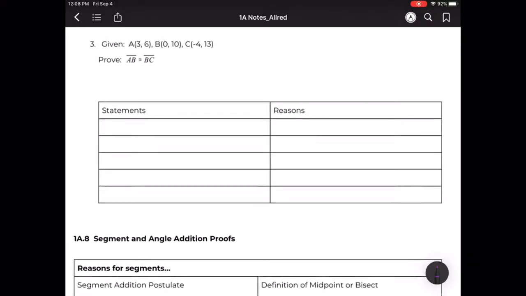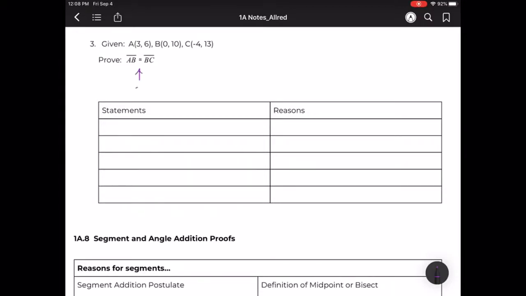And so as we go on to one more example, this is going to work out a little bit differently. We're still thinking of this as an algebraic proof, but it's going to be a little bit more complex. Okay? And so I want you to follow along with this one. We are only given sets of coordinates. We're given A has the coordinates 3, 6, B has the coordinates 0, 10, and C has the coordinates negative 4, 13. And they ask you to prove that segment AB is congruent to segment BC.